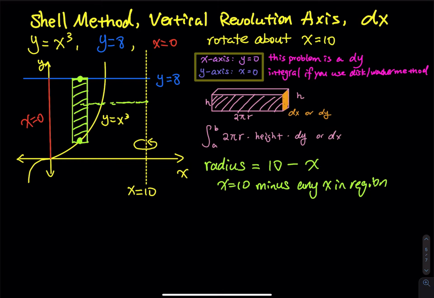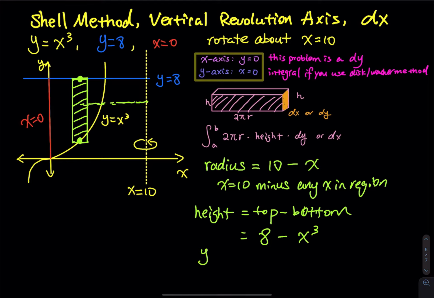And then the next thing you have to figure out is the height. For the height, we will be finding the area, so that is the top curve minus the bottom curve. Top minus bottom. The top curve is the blue line, 8. The bottom curve is x to the third power. So in detail, this is y equals 8 minus y equals x to the third.